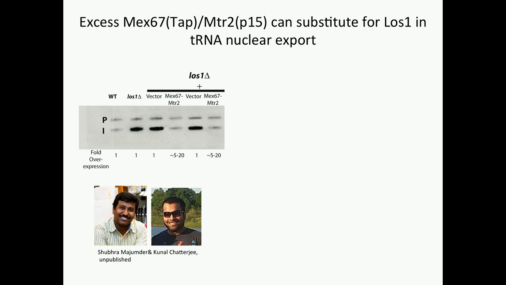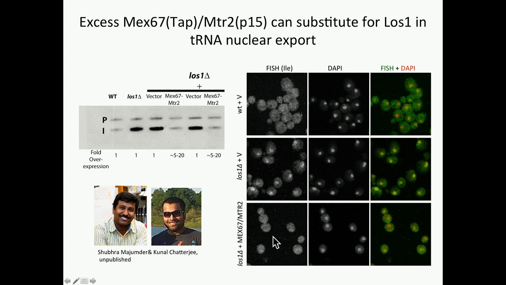Remarkably, MEX67 MTR2 can completely suppress the deletion of the known tRNA nuclear exporter. So when it's deleted in los1 cells, intron-containing tRNAs accumulate, and if we just overexpress this heterodimer about 5 to 20-fold, there's no longer accumulation, and tRNAs no longer accumulate in the nucleus.